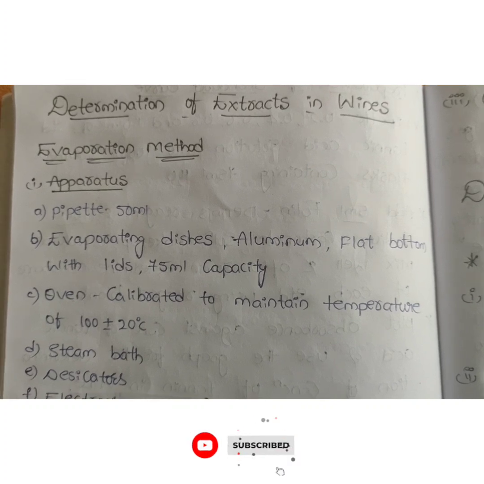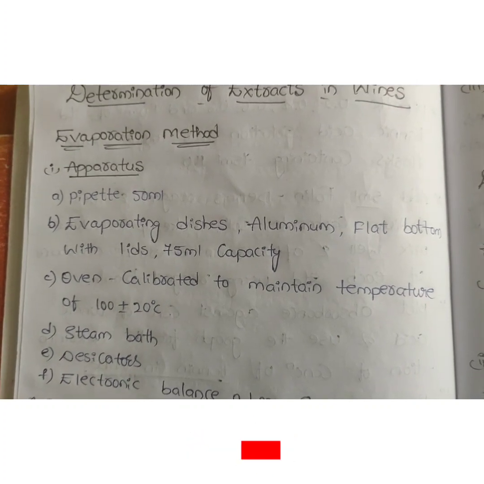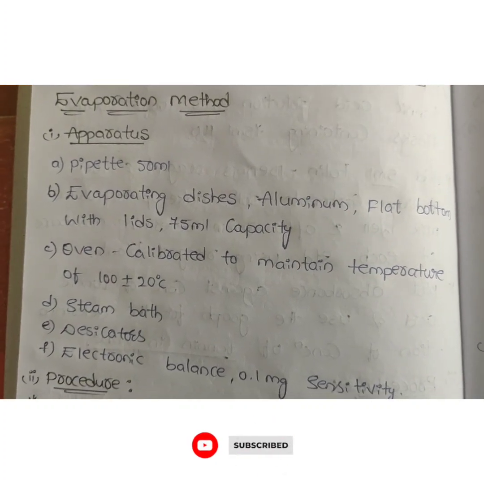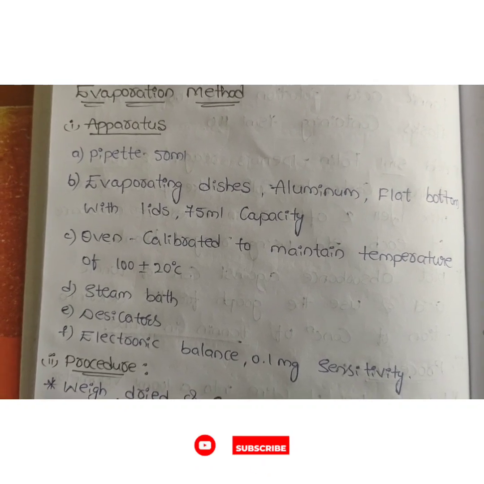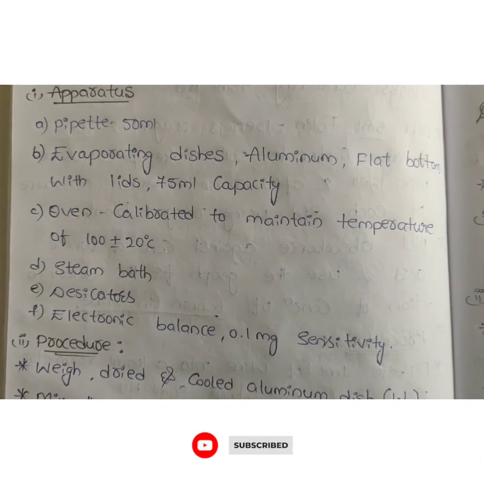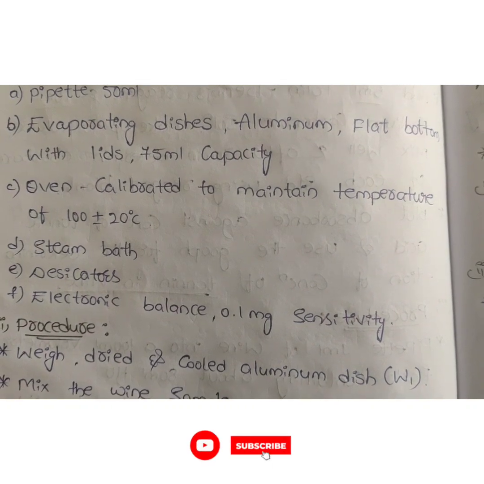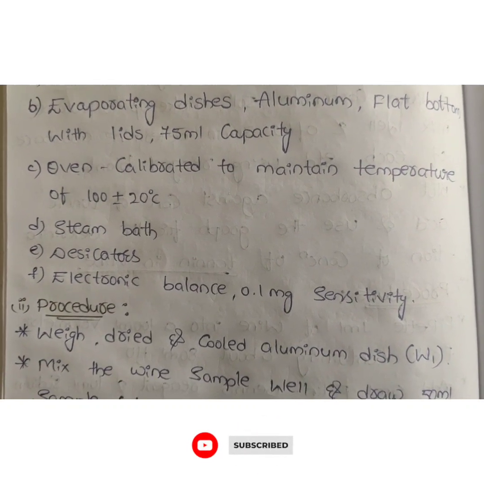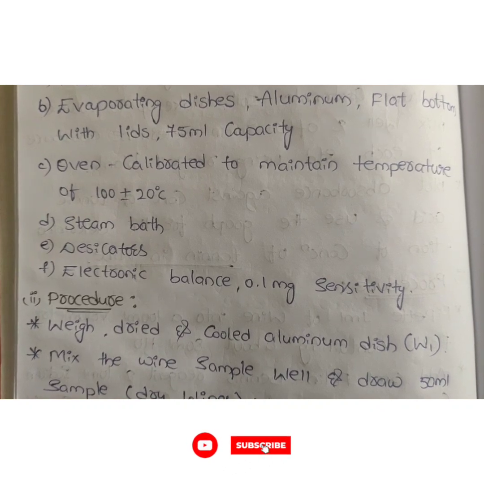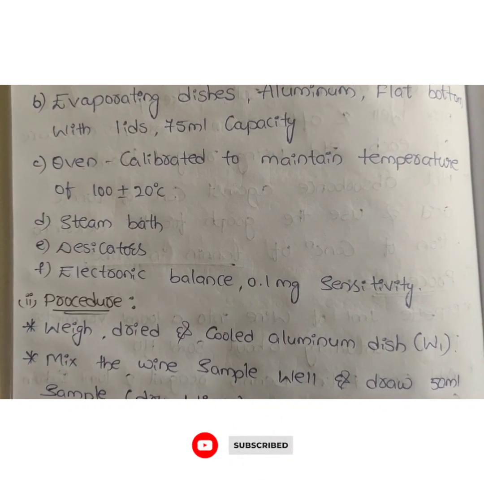Determination of extracts in wines. Evaporation method. Apparatus: pipette 50 ml. Evaporating dishes, aluminum, flat bottom with lids, 75 ml capacity. Oven calibrated to maintain a temperature of 100 plus or minus 2 degrees centigrade. Steam bath, desiccator, electronic balance, 0.1 mg sensitivity.